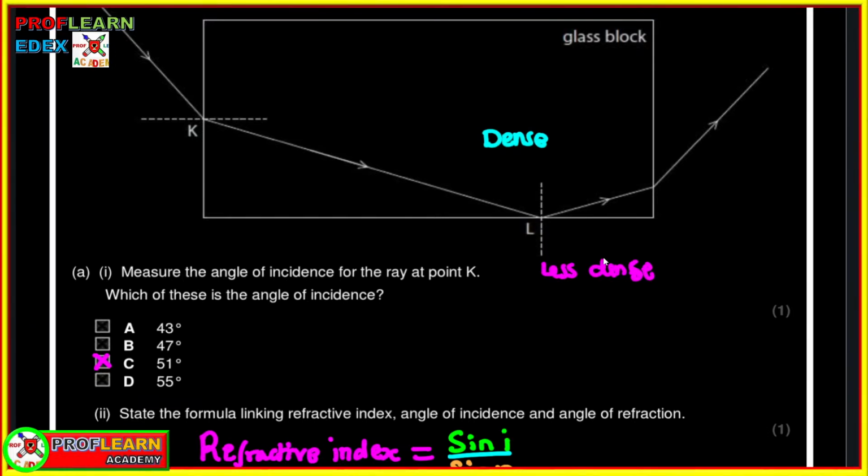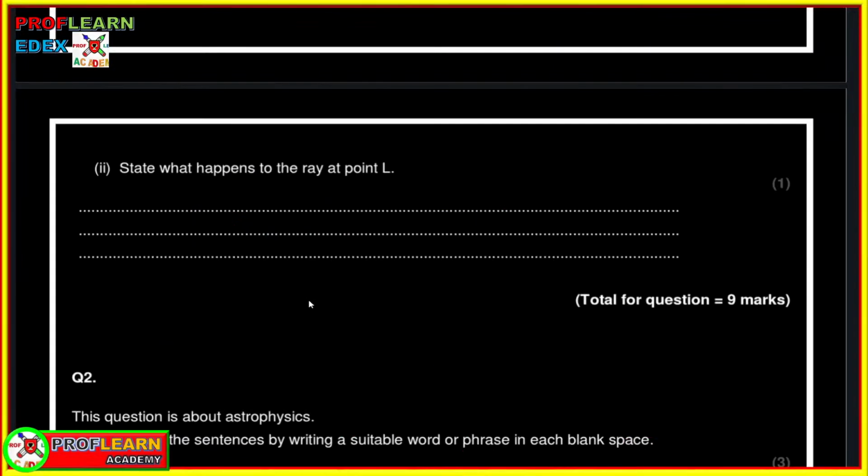When a ray of light is moving from a dense medium to a less dense medium, if the angle of incidence in this case is greater than the critical angle, then it means total internal reflection is taking place at that given point. I would like you to write in the comment below what the conditions are for total internal reflection to take place. So at L, the ray undergoes total internal reflection.